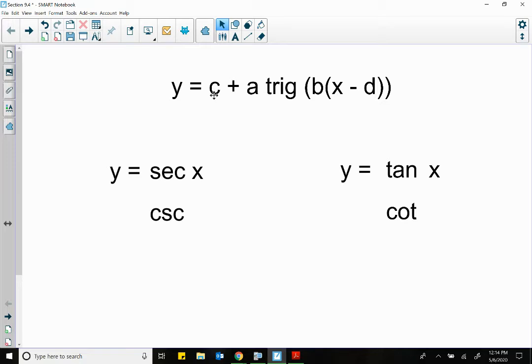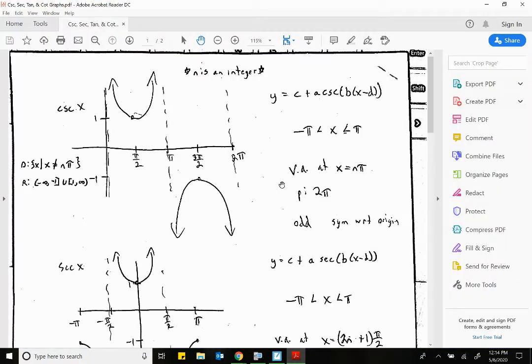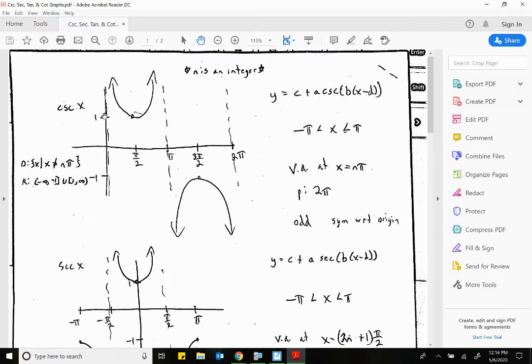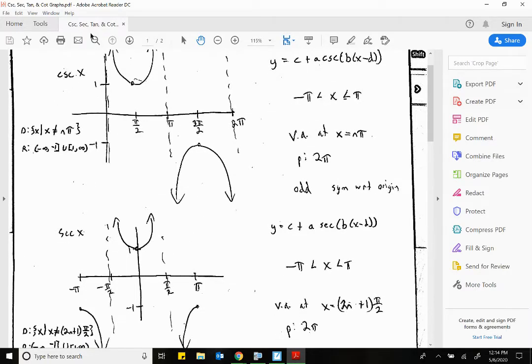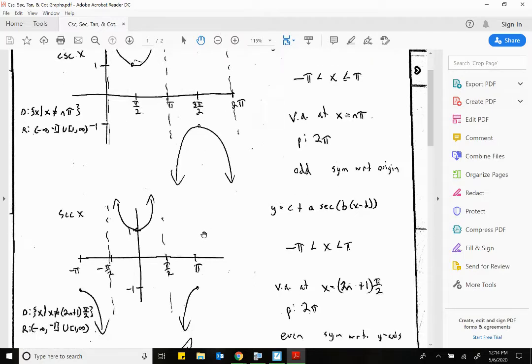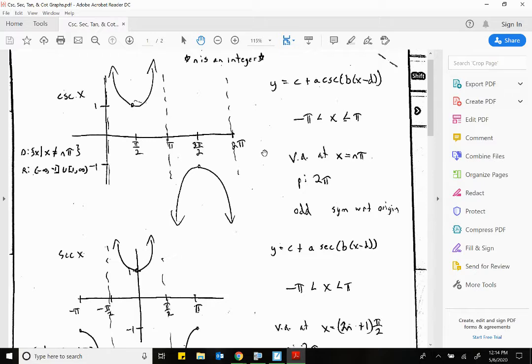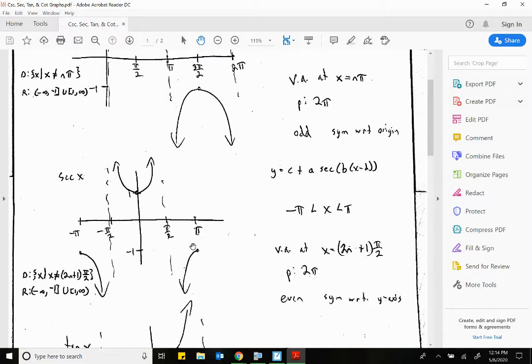Before these notes, I put out a PDF for you, and here it is. This is what a cosecant graph looks like. They're a bunch of U's and arches like parabolas, and you've got vertical asymptotes. Notice it has the same period as sine and cosine, 0 to 2 pi. So does the secant graph. It starts back here at negative pi and moves towards positive pi.